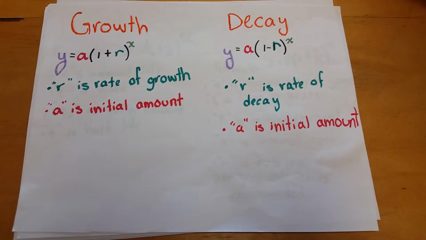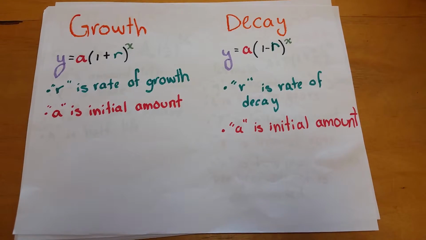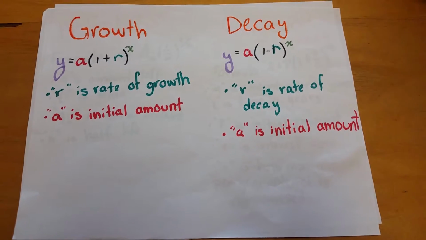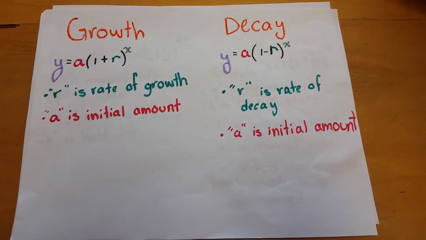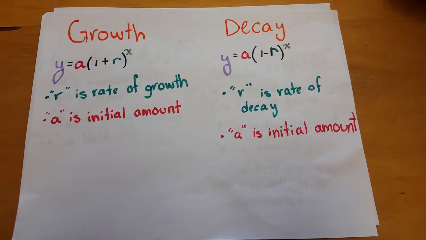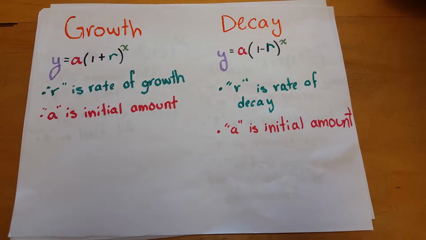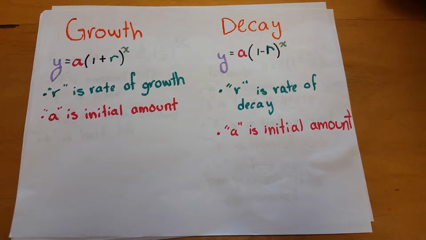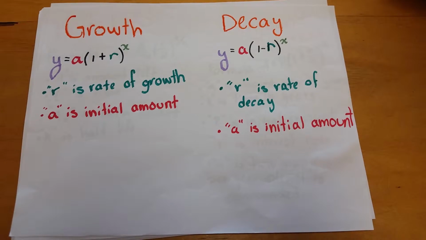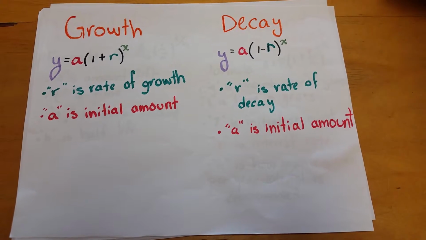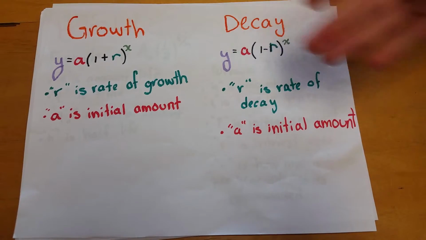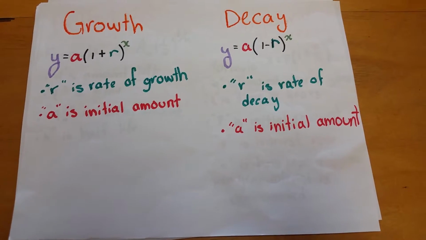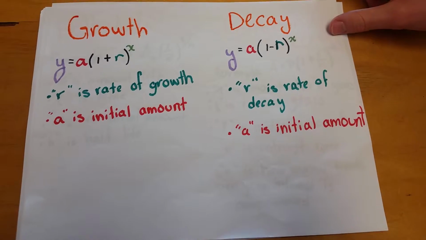For example, the growth function, which is y equals a times (1 plus r) to the power of x. r is the rate of growth and a is the initial amount. The opposite of this function would be the decay function, where y equals a times (1 minus r) to the power of x. r is the rate of decay, and a is the initial amount. It's basically the same thing, just that in one, the r is subtracted, and in the other, the r is added.